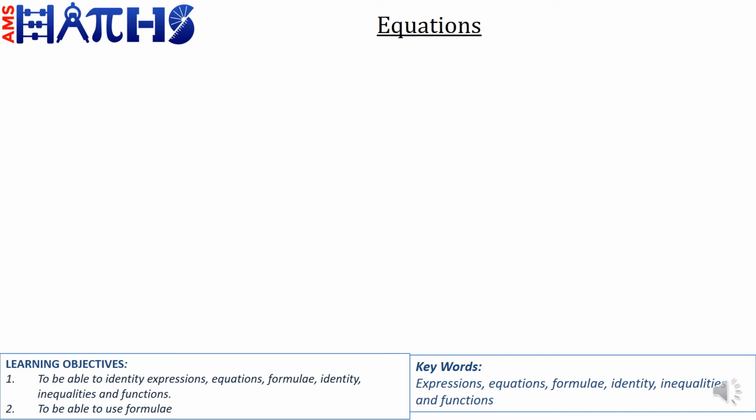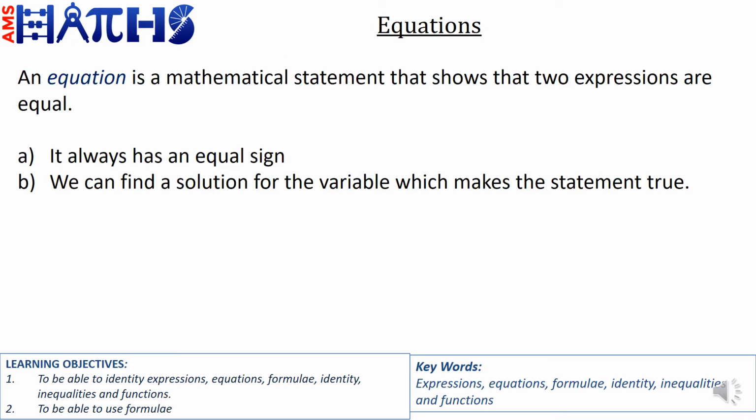Let's look at what equations are. So an equation is a mathematical statement that shows two expressions are equal. We looked at what expressions are already. Now, for an equation, it always has an equal sign. So one expression on the left, one expression on the right, and we're saying that those two expressions are equal. And we can find out a solution for our variable, and our variable can be whatever letter is in the equation, whether it's going to be x or y or p or z. We can find a solution which makes the statement true.